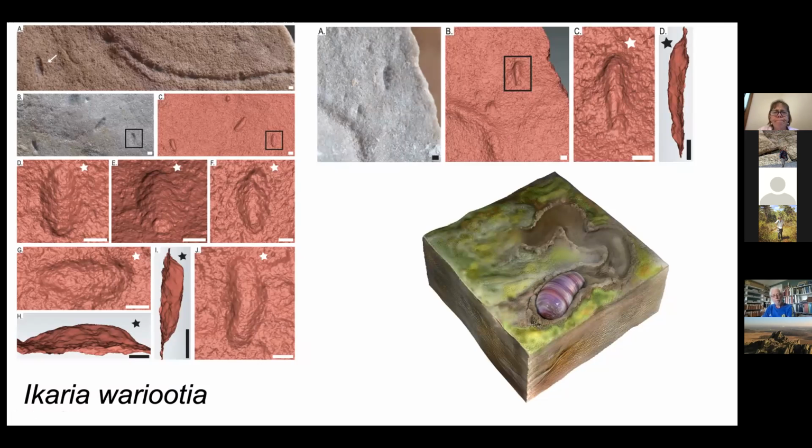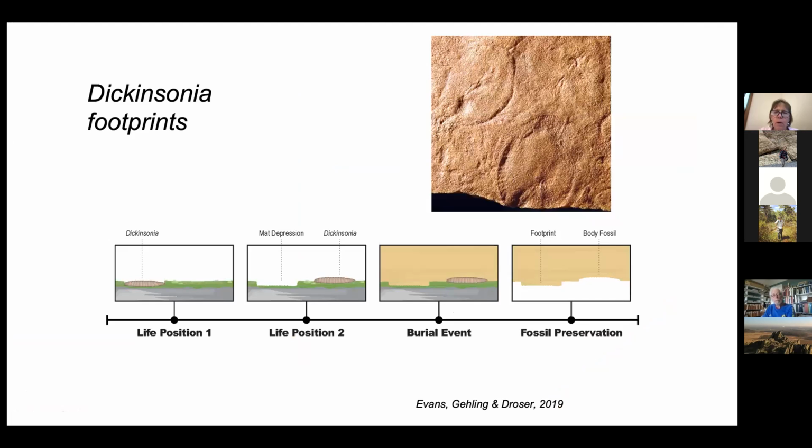But other things move too. Dickinsonia, well accepted to have moved. And here's a Dickinsonia and what we call a Dickinsonia footprint. Dickinsonia did not have footprints, but here is from a paper that Scott published a couple years ago with Dickinsonia sitting on the mat. As it leaves the mat and goes to another spot, it leaves a depression in the mat that is later filled in with deposition. And so the footprint is a positive and the actual organism is a negative on the base of the bed, as you see here. So positive footprint, and this again is the base of a bed, negative Dickinsonia.